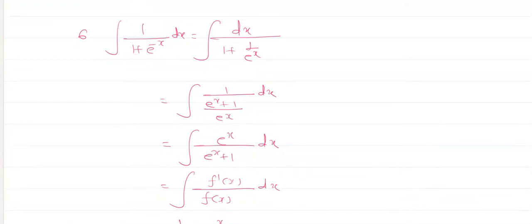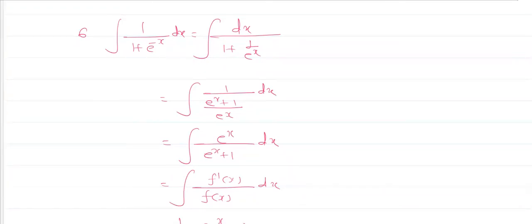See this example. This is my next example, that is integral 1 upon 1 plus e raised to minus x into dx. Now here the function is not present. What is our function? What's its derivative? For that we will simplify this. That is integral dx upon 1 plus 1 upon e raised to x. Now again we will simplify this 1 plus 1 upon e raised to x. That is e raised to x plus 1 upon e raised to x. Then this becomes multiplied by the reciprocal. It will become integral e raised to x upon e raised to x plus 1 into dx.